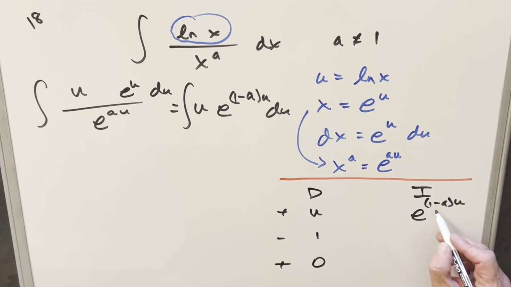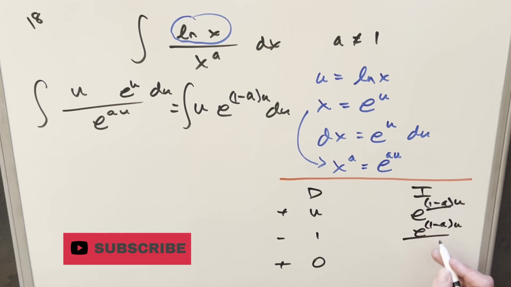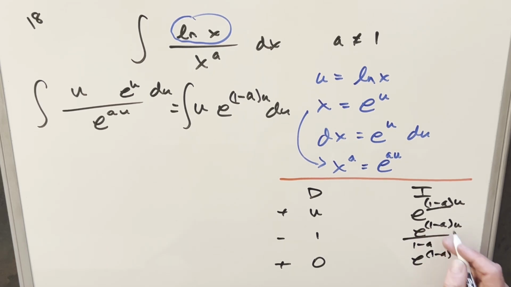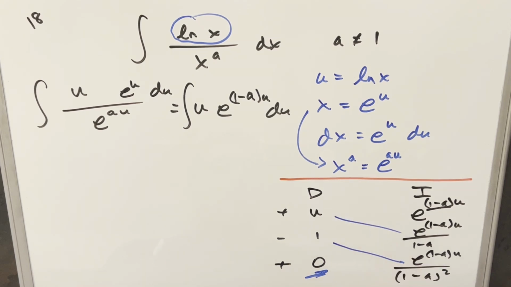Then here, just treating this as a constant, when we integrate, we have e to the 1 minus a u, and we divide out the constant 1 minus a, and then we do it one more time, and we divide it out again, and we're going to have 1 minus a squared here. So this last row is going to be an integral, but because we have 0, that's going to zero out that integral, so we can just take our solution on the diagonals.